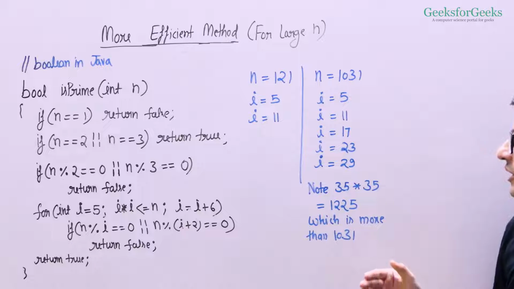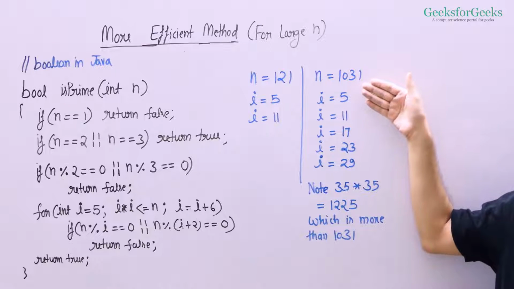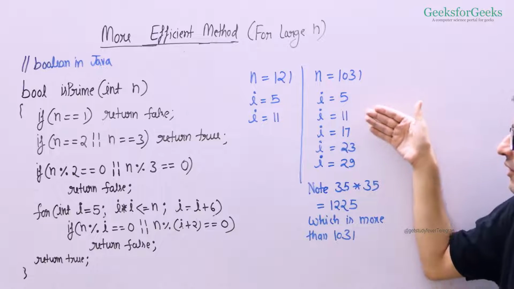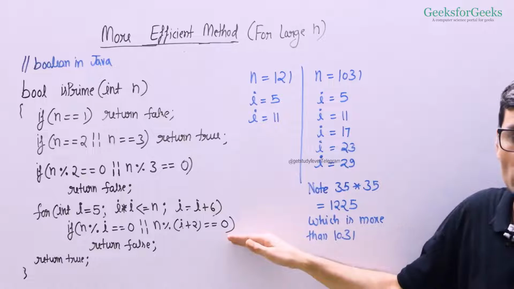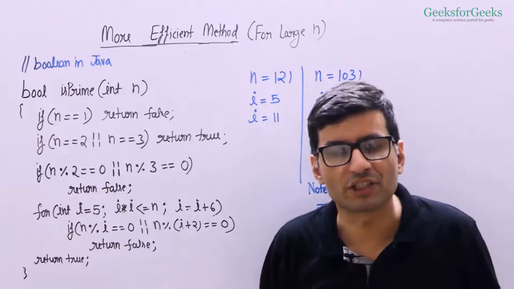And now you can notice that instead of running from all the numbers from 2 to square root of n, how many iterations are we doing? We are only doing 5 iterations of this loop. So we save a lot of work with this more efficient implementation.